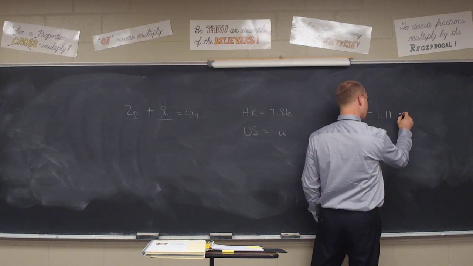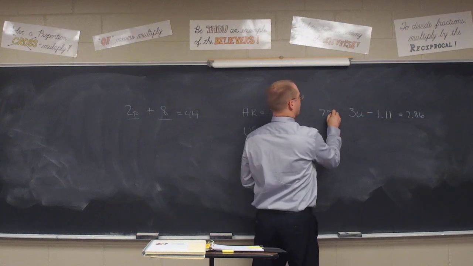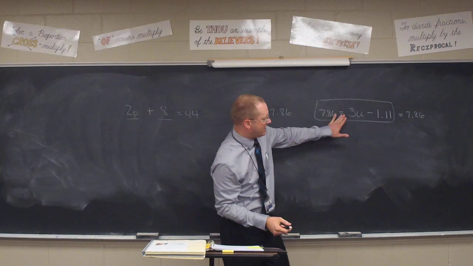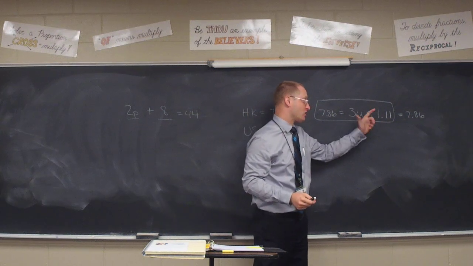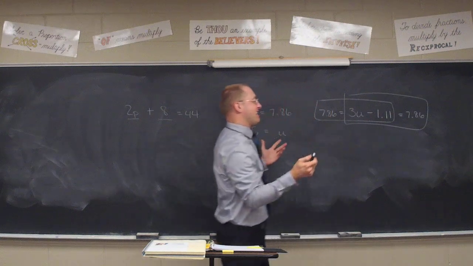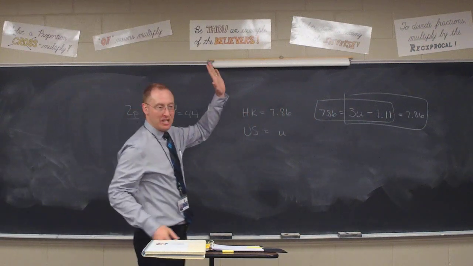Negative $1.11 equals $7.86. Good. Now, many of you may have said $7.86 equals this. This is actually the way it's described. This cost was $1.11 less than, so flip it, 3 times the cost in the U.S. He wrote it this way so he didn't have to worry about the u being after the equal sign. And that's fine as well. How many had that equation?